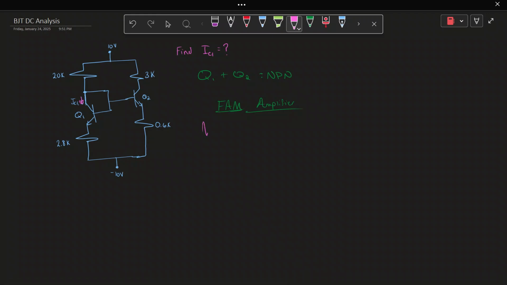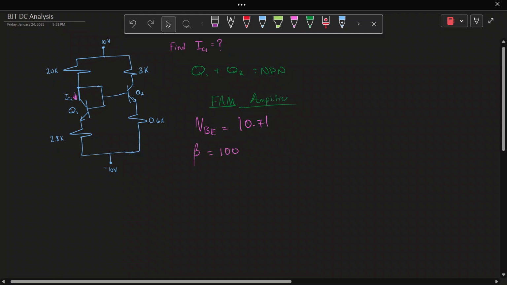And something else we're going to notice here is VBE is going to be equal to 0.7. And there was one more thing, I believe. Oh, beta. Yeah, beta is going to be equal to 100. So beta is 100. With this, you should be able to solve this.